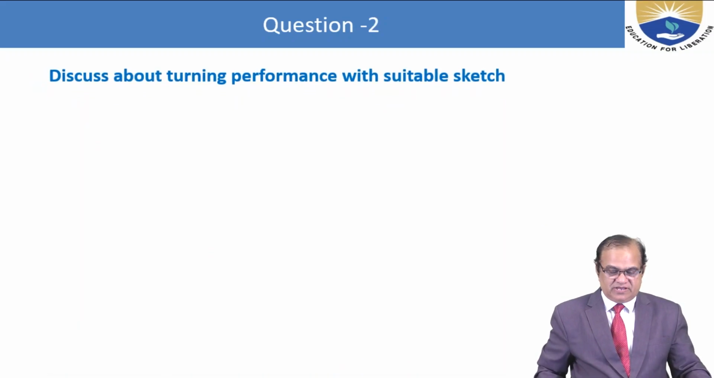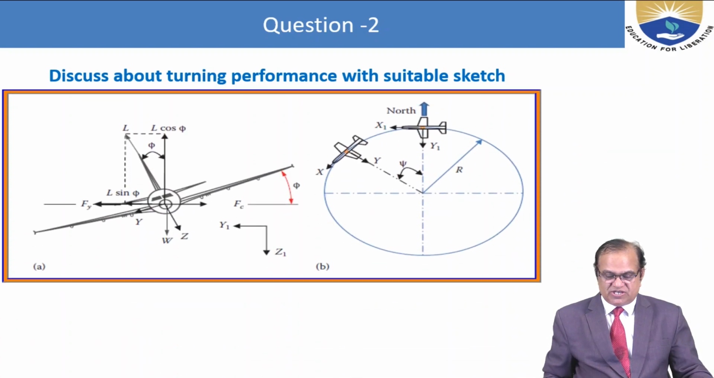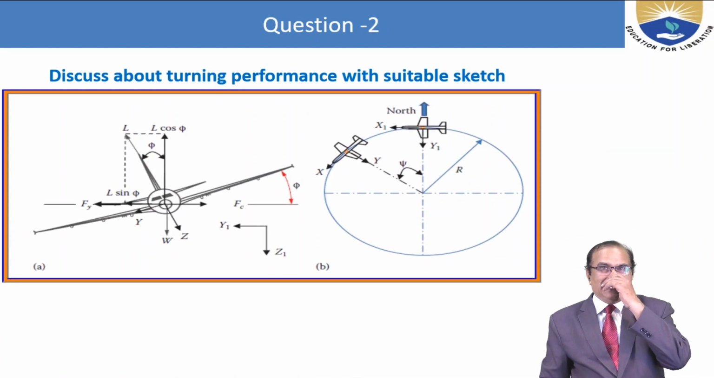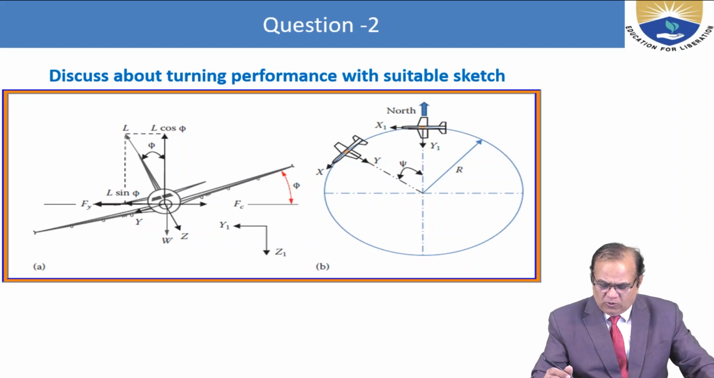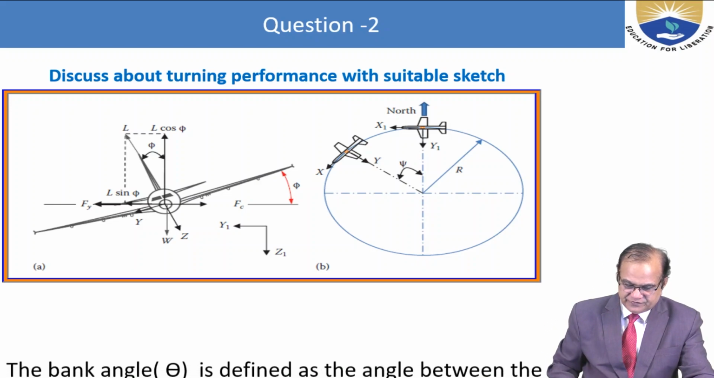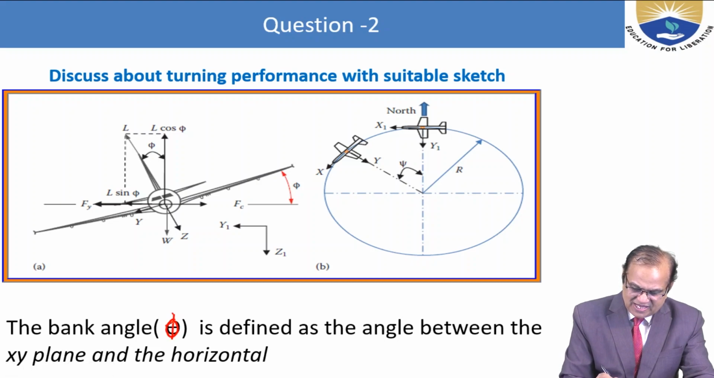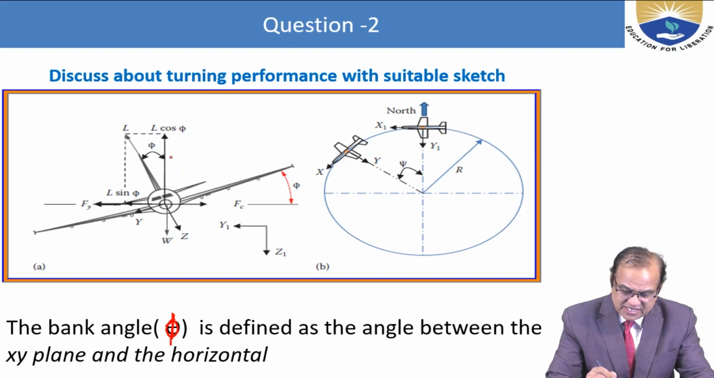Next question, discuss turning performance with a suitable sketch. So here we have the sketch. This circle is in the XY plane. Here you can see the bank angle, it is phi. Here it is turned from here to here. This is called the bank angle.